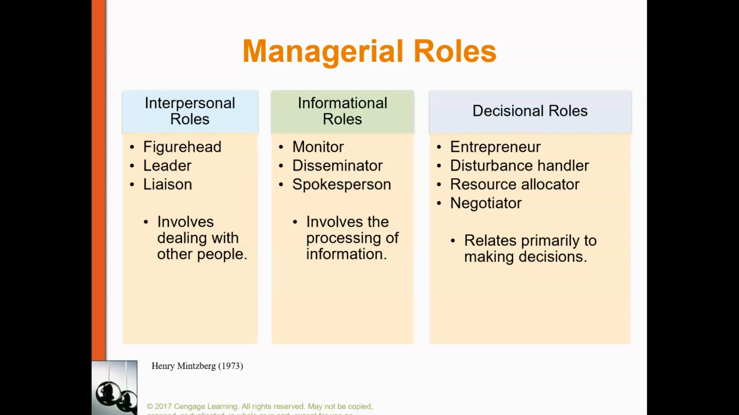The informational roles, such as the monitor, disseminator, and spokesperson, involved processing information. And lastly, decisional roles, such as entrepreneur, disturbance handler, resource allocator, negotiator, related primarily to making decisions. This research was conducted back in 1973.